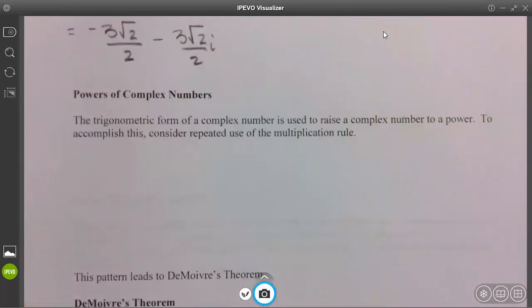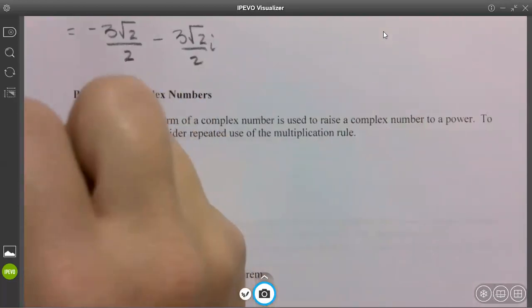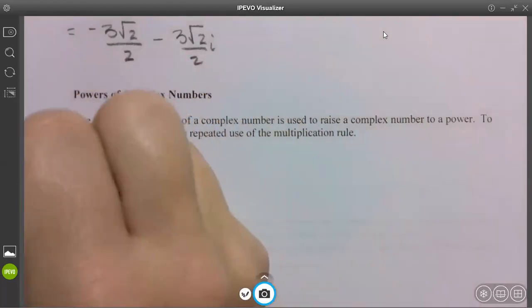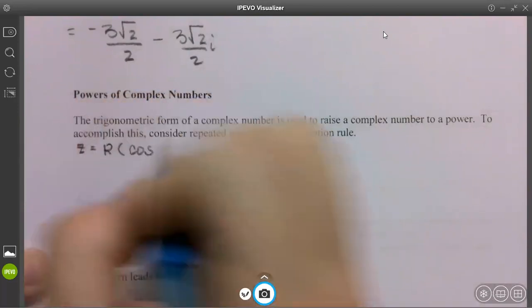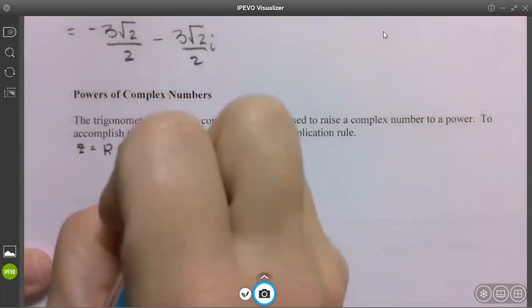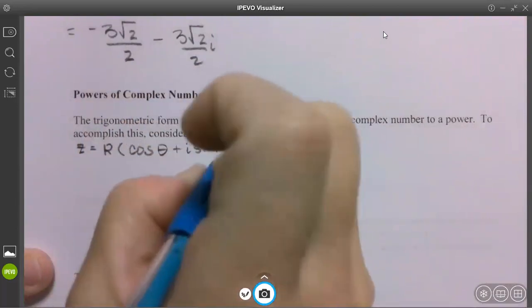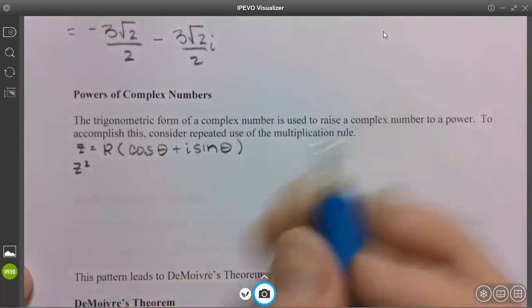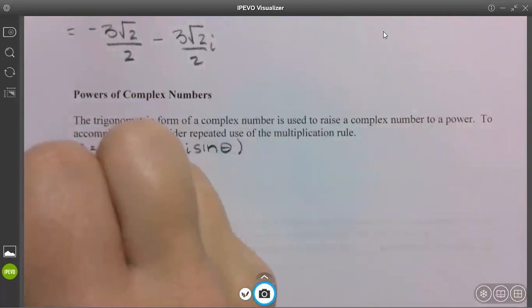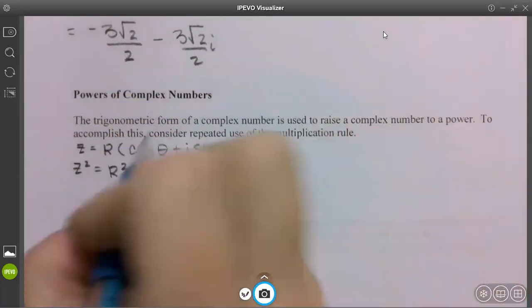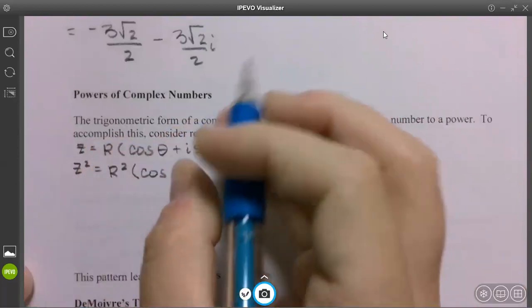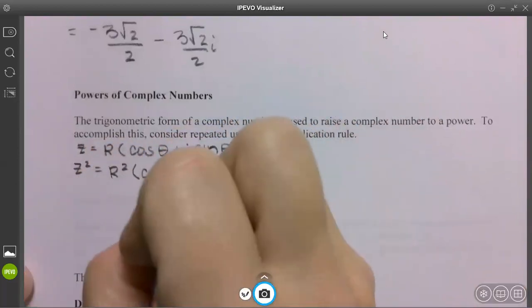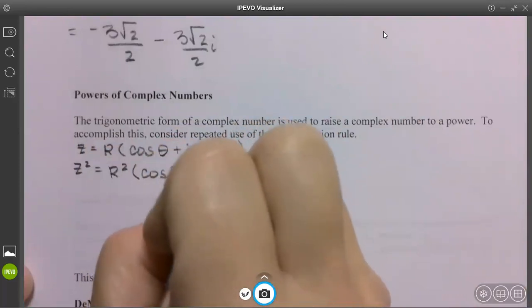Right? Powers of complex numbers. The trigonometric form of a complex number is used to raise a complex number to a power. To accomplish this, consider repeated use of the multiplication rule. So z, just regular z, was r cosine theta plus I sine theta. To do z squared, I'm going to just go ahead and write it out for you guys. It's going to be r squared and then cosine 2 theta plus I sine 2 theta.